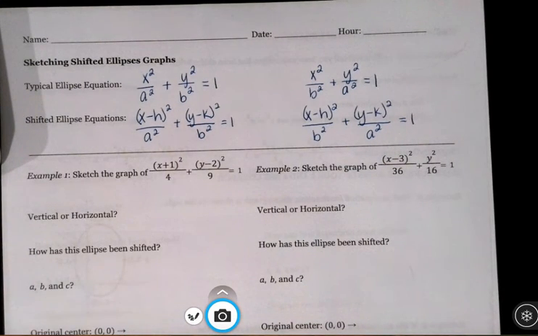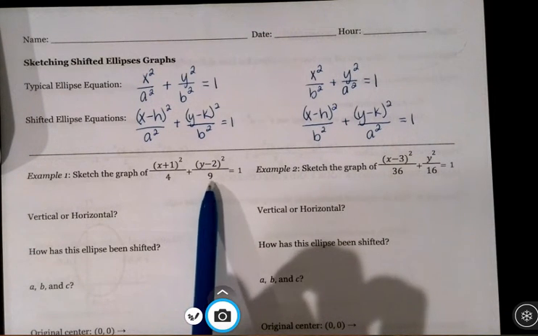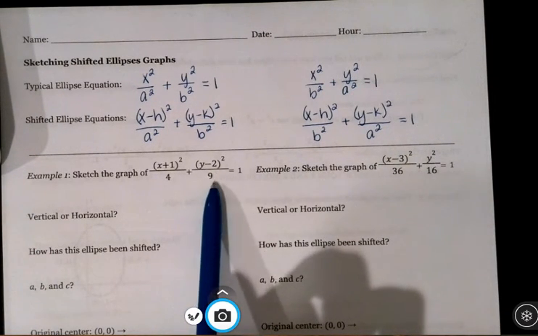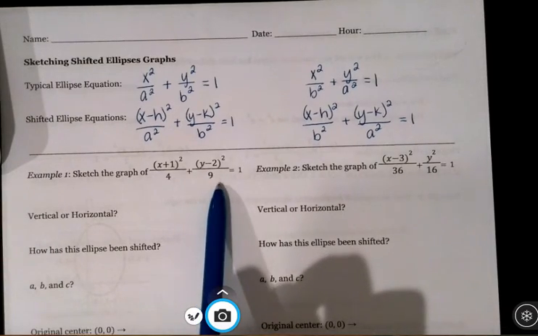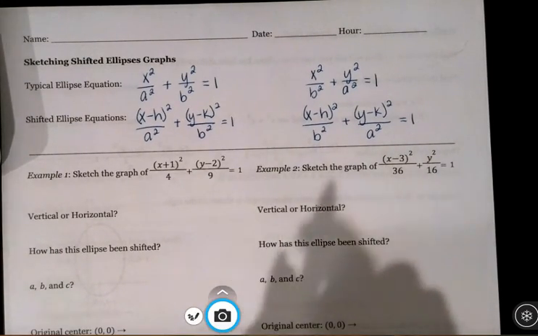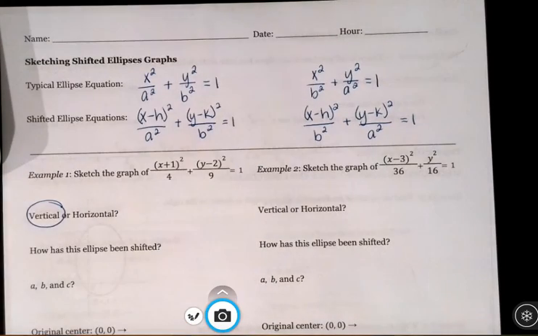So we're going to start with example 1. It asks us to sketch the graph of that equation, and we have to identify some characteristics first. So the first thing I notice is that my larger denominator here is 9, and since that is underneath my y squared, I know that it is going to be vertical. So this is a vertical ellipse.